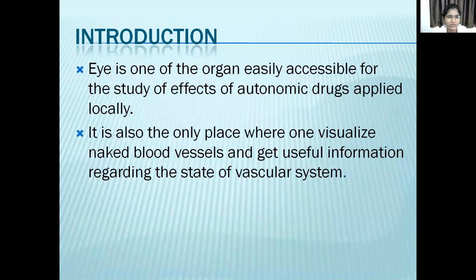Then coming to the introduction of the rabbit eye experiment, we use rabbit, which is a versatile animal. The eye is one of the organs easily accessible for the study of drugs, or the effects of autonomic drugs like cholinergic and adrenergic drugs applied locally. It is also the only place where one can visualize blood vessels with the naked eye and get useful information regarding the state of the vascular system.